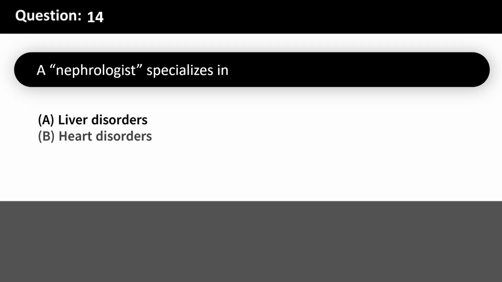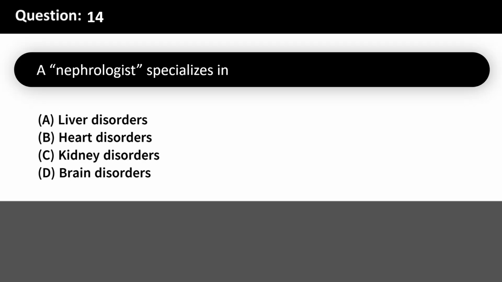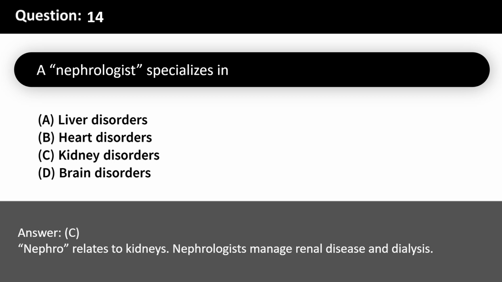A nephrologist specializes in: A. Liver disorders. B. Heart disorders. C. Kidney disorders. D. Brain disorders. Answer, C. Nephro relates to kidneys. Nephrologists manage renal disease and dialysis.